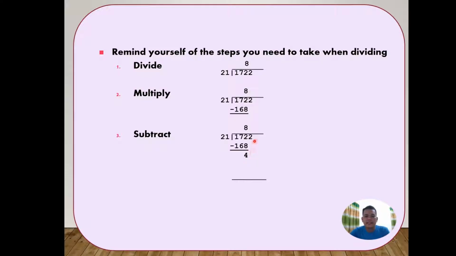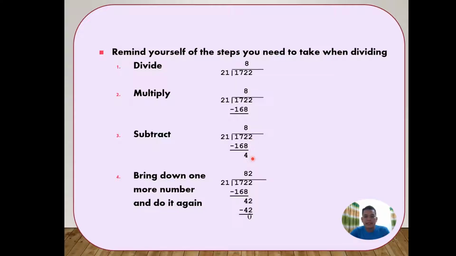Then we have 1 digit left, that is 2. So the next step is bring down one more number. So bring down 2, that becomes 42. So 42 divided by 21 equals 2, and 2 times 21 equals 42. Then go back to subtraction. 42 minus 42 equals 0. So therefore, we got the quotient that is 82.